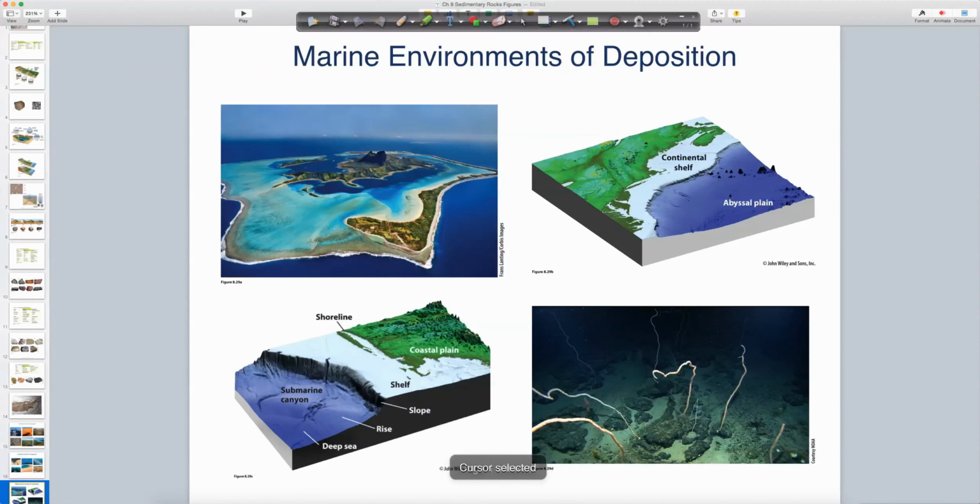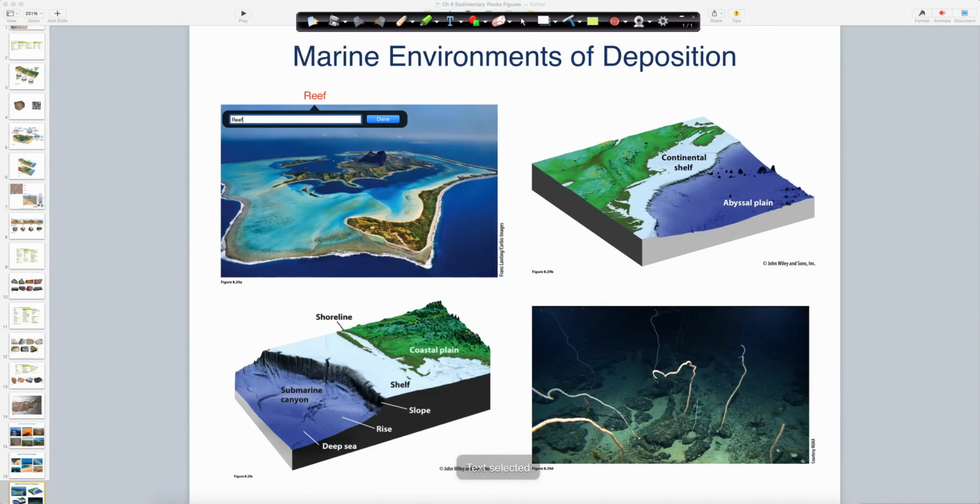Okay, so marine environments. This is a reef. This is actually a fringing reef. Here was a volcano or an island, and the reef is fringing around it. So this is the reef system here. So this is going to be biogenic, because the reef system builds up over a long period of time, and it's mostly limestone.